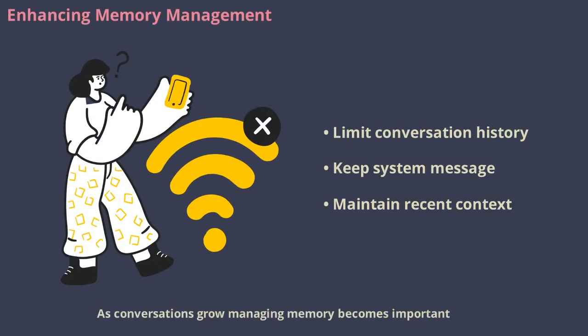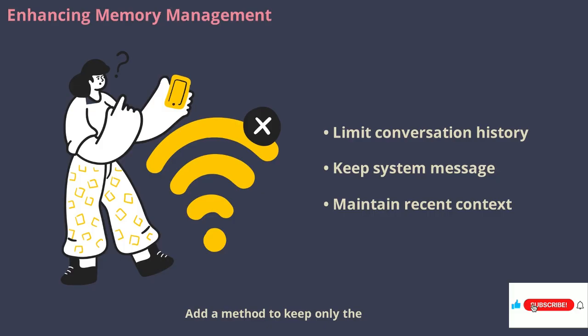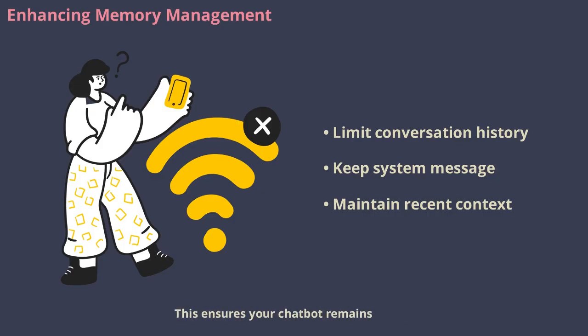As conversations grow, managing memory becomes important. Add a method to keep only the most recent messages in the conversation history. This ensures your chatbot remains efficient and doesn't exceed API limits. By retaining the system message and recent exchanges, you maintain context without overwhelming the model.